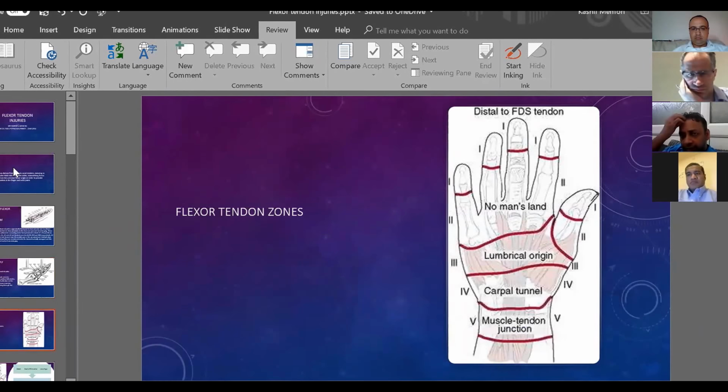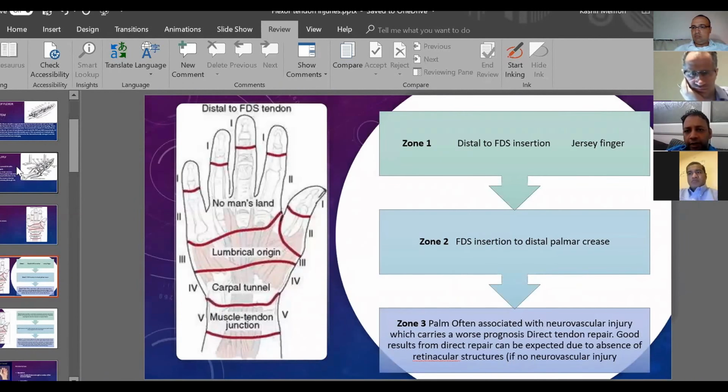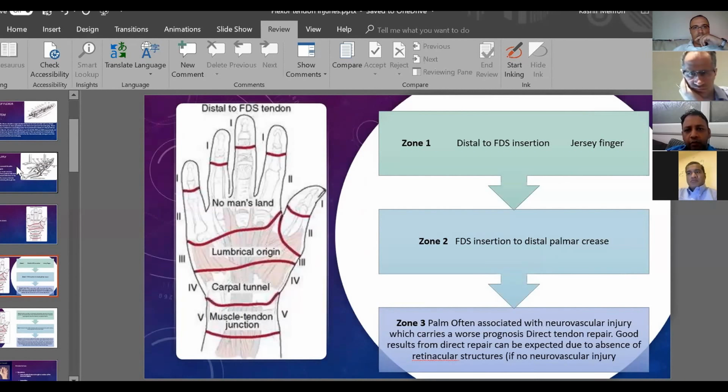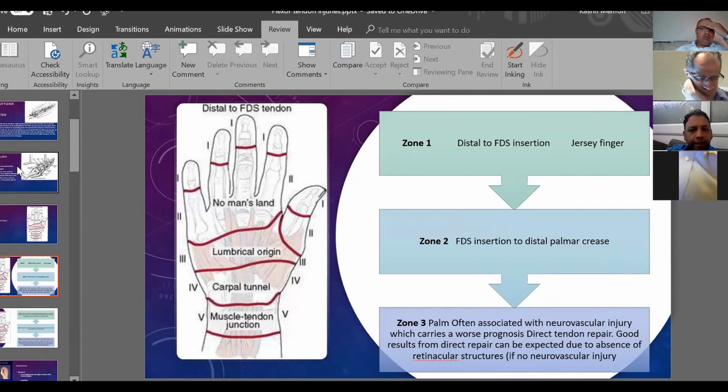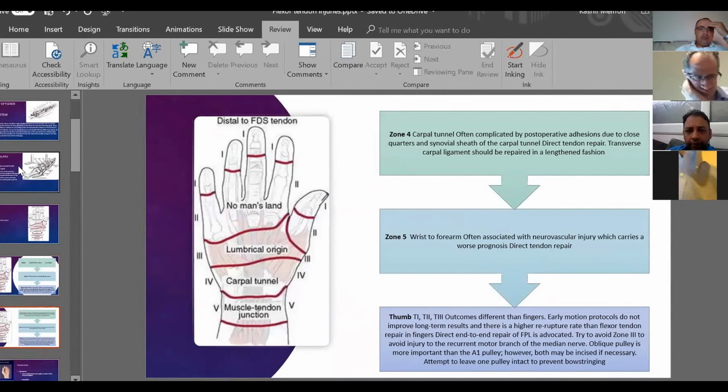Flexor tendon injuries are divided according to the zones. So zone 1 is distal to the FDS insertion. Zone 2 is from the FDS insertion and proximally it is up to the distal palmar crease. Zone 3 is in the palm. Zone 4 is under the carpal tunnel. Zone 5 is proximal to the carpal tunnel. And zone 2 is the most important, although it was called no man's land, but not anymore. And the thumb is divided into 3 zones, 1, 2, and 3.